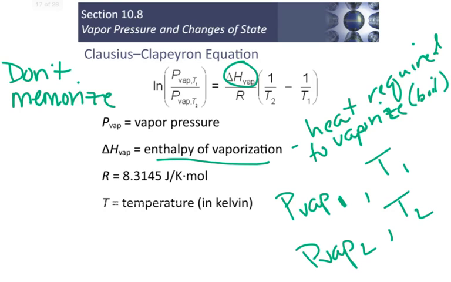The R that's in this is the R for energy, which is on your formula sheet, don't need to memorize, and temperature, as always with calculations, almost always with calculations, is going to be in Kelvin. So for this, we could find what the delta H vaporization is, or maybe, which is the example problem we're going to do, it gives you the delta H vaporization, and we're finding what the other vapor pressure is. So let's go ahead and do that problem.